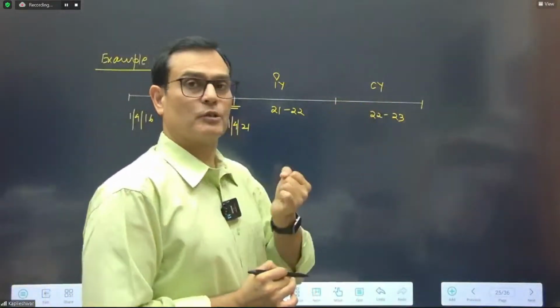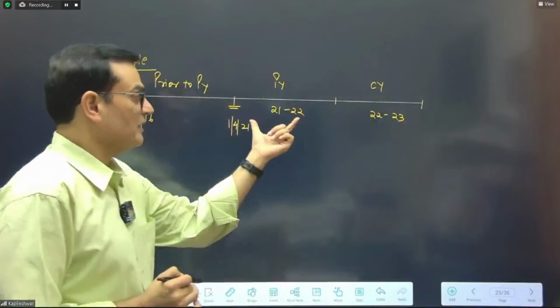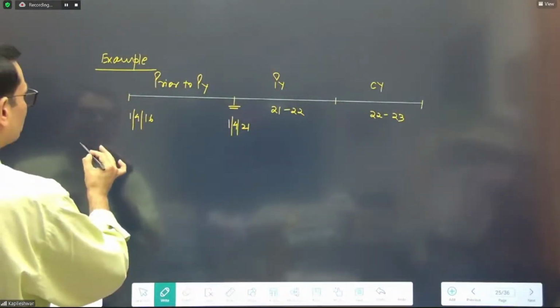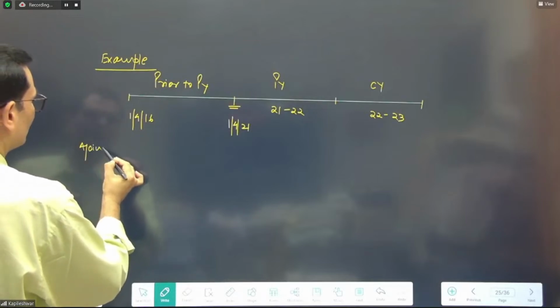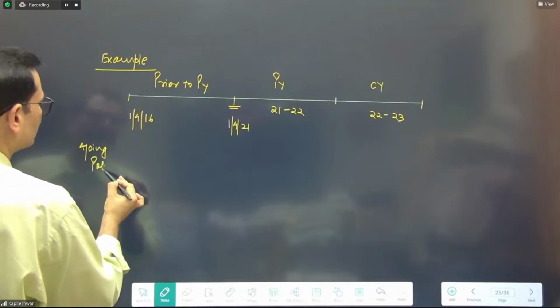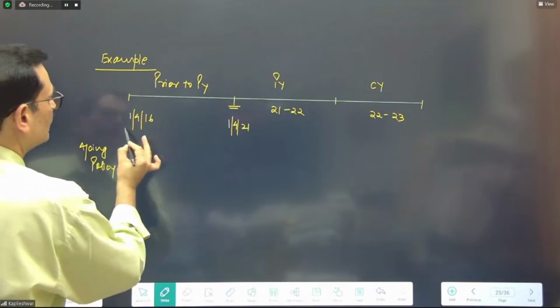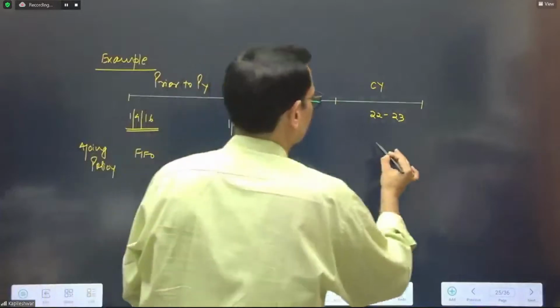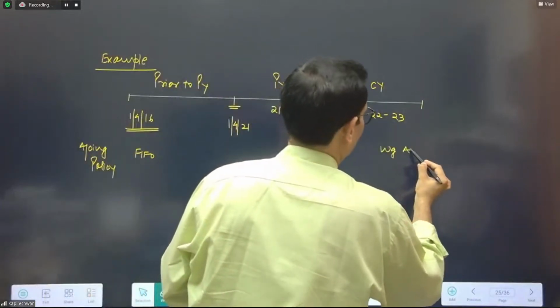This is your current year, 22-23, the previous year, and this is prior to the previous year. So for the accounting policy, I am considering that you started following the accounting policy FIFO, and in the current year, you decided on weighted average.